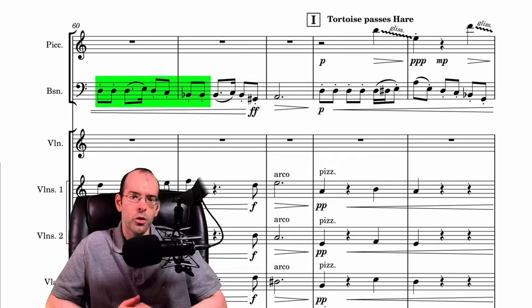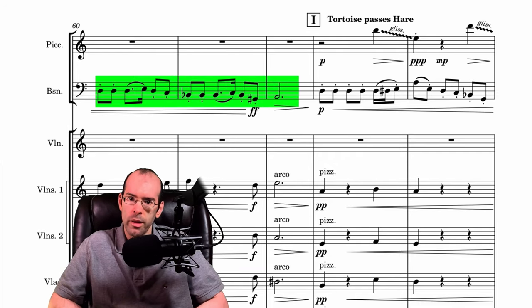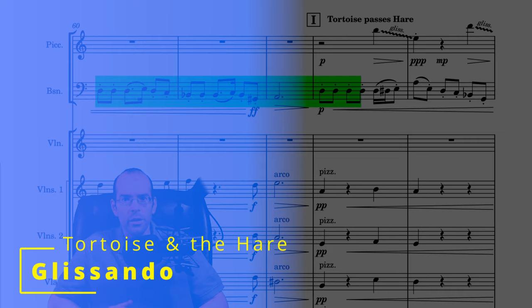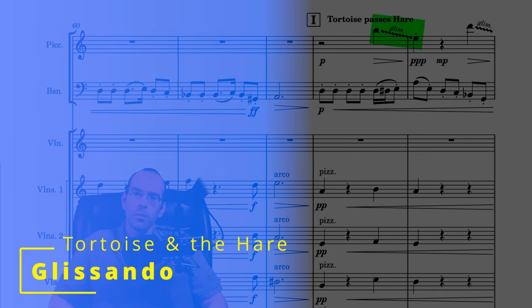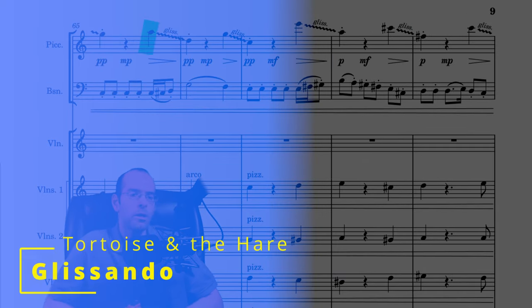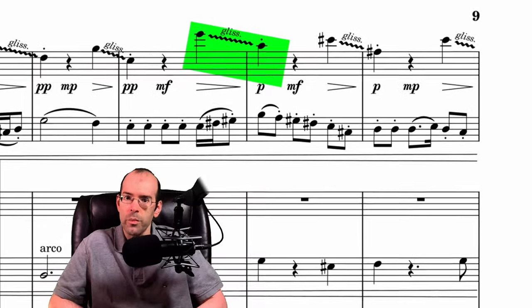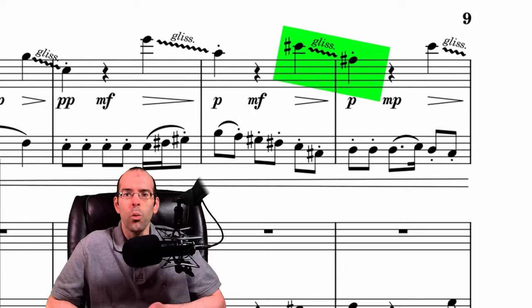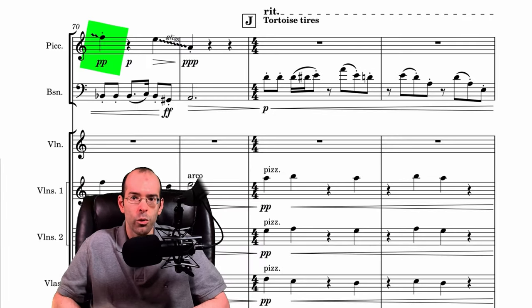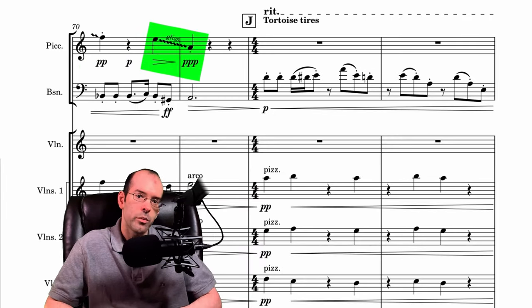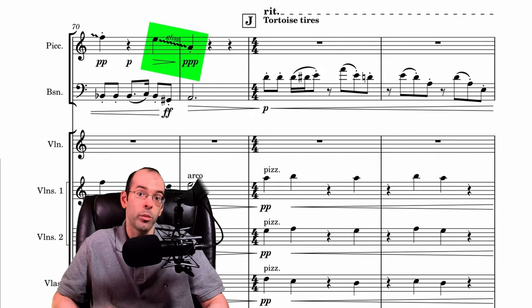So I haven't spoken too much about glissandos on this channel yet, but a glissando is another form of slurring notes. So when you play multiple notes in succession like this, which represents the hare falling asleep, this is essentially one breath being used to create this smooth sounding musical texture. And the notes being played here are being played chromatically.